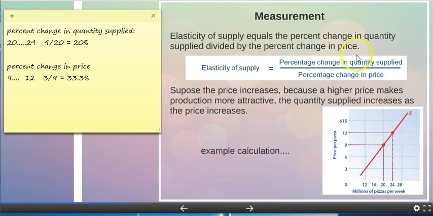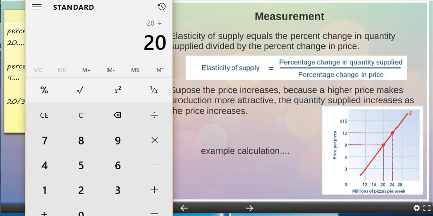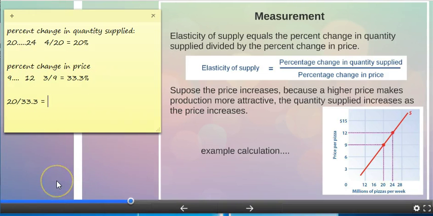So we do the percent change in quantity supplied divided by the percent change in price. So 20% divided by 33.3% equals 0.6. So that is your elasticity of supply, 0.6.